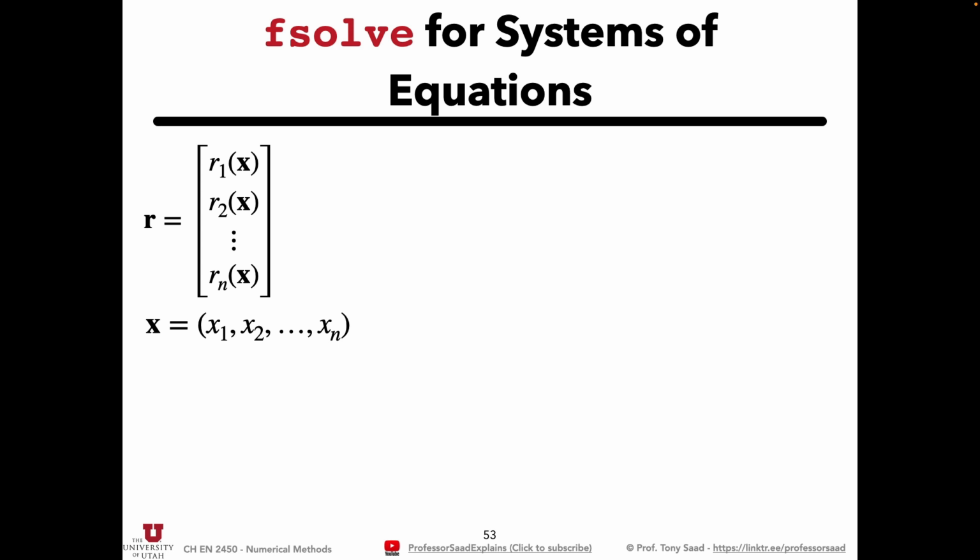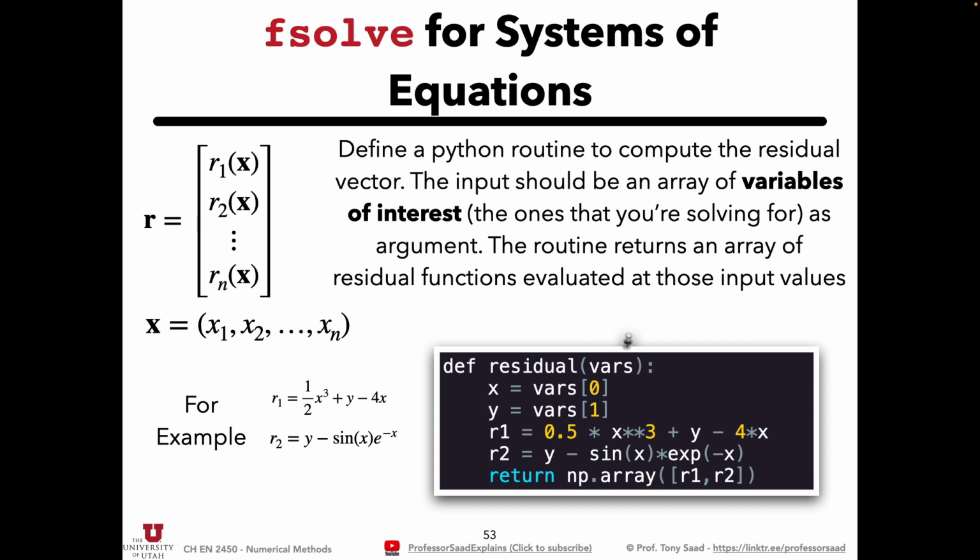And I want to finish up with the nonlinear system of equations. We left off at that point last time. We did f-solve with a single nonlinear equation, and I gave this example for two nonlinear equations, which can be extended to any number of nonlinear equations. In your homework, you'll have just a system of two nonlinear equations. So we'll just do that with f-solve. And if you remember, the residual functions for those two functions were given by these equations here: half x cubed plus y minus 4x, y minus sine x, e to the minus x, etc.